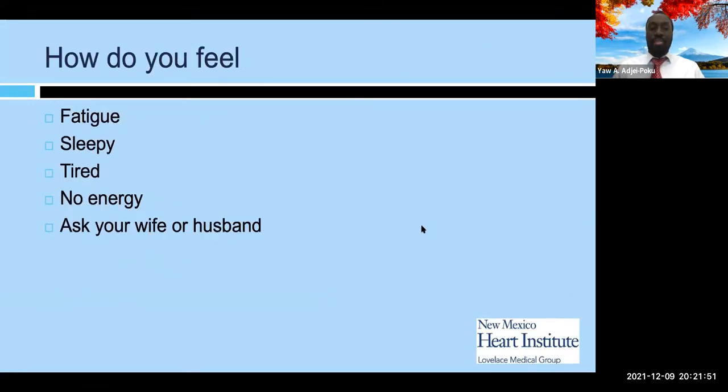So if patients have sleep apnea, how do they feel? Oftentimes they may feel fatigued, tired, sleepy during the day. They may not have any energy. If you sleep with your wife or your husband, you may ask them whether you snore, because you may not realize that you snore. These are all symptoms of sleep apnea. It's important to identify this because it is a condition that is underdiagnosed, and patients need to be evaluated for this if they do have sleep apnea.